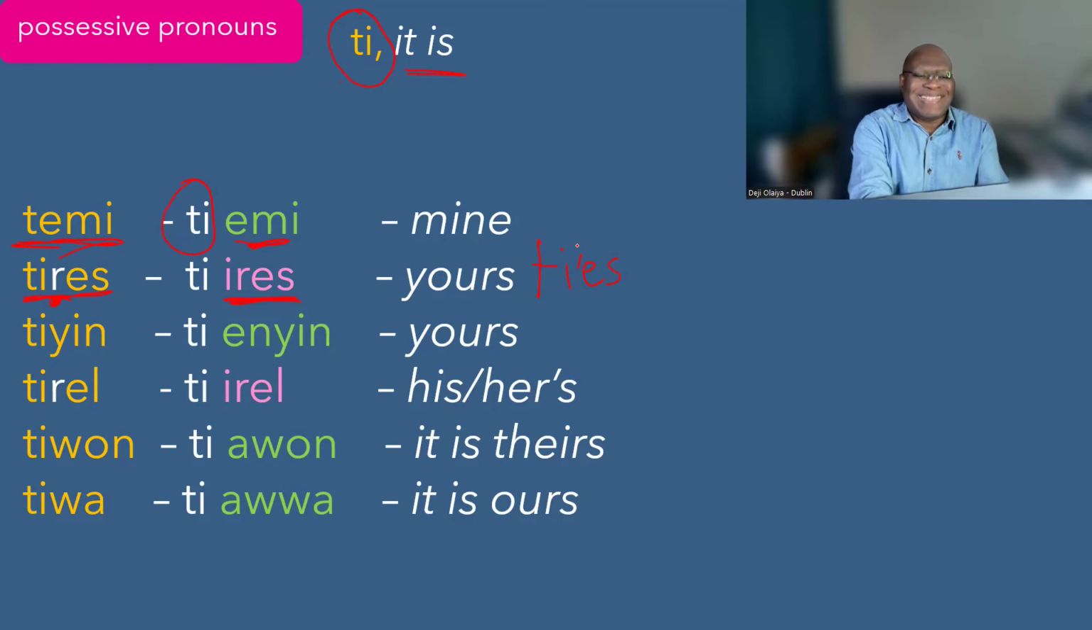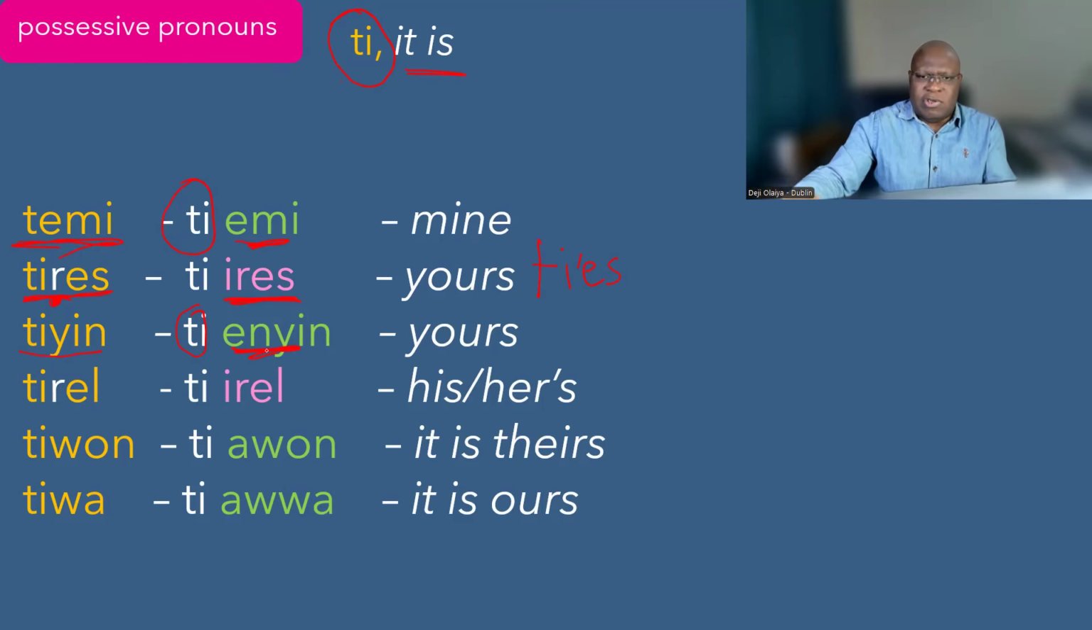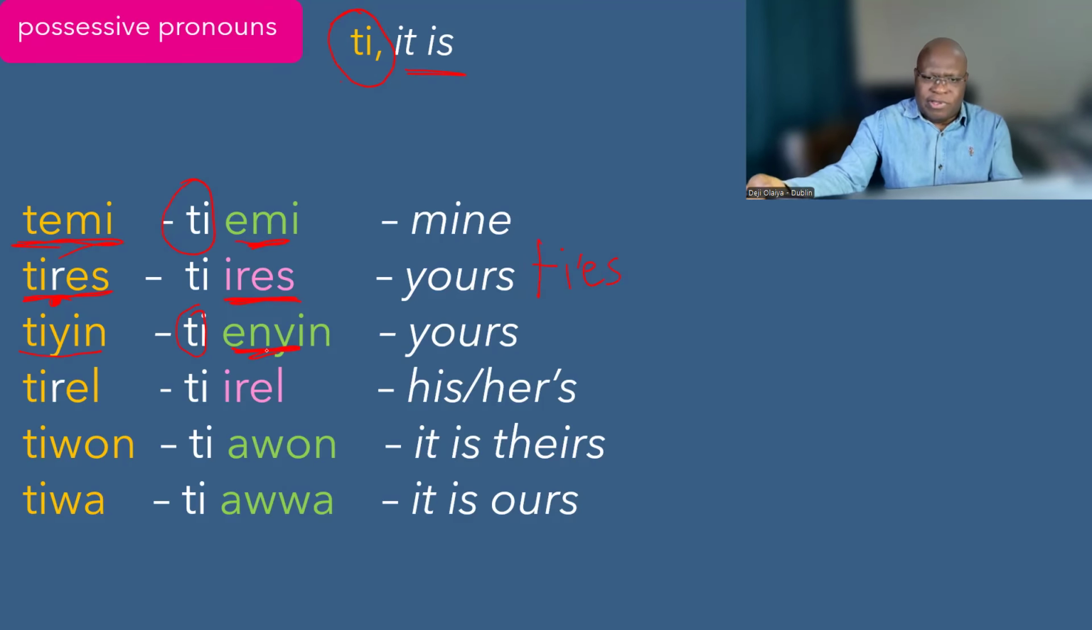Now, you can also say tini, which is ti, ẹ̀yin. Remember that is yours for somebody who's older than you, your boss, or your father, your mom, or your elder brother. Say ti, ẹ̀yin, tini. That's the way you say it.